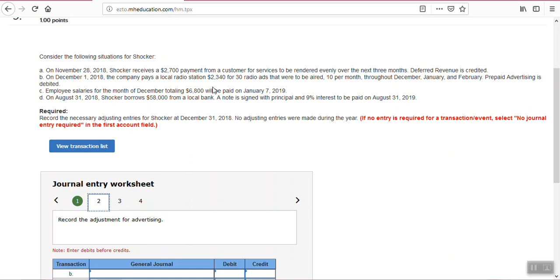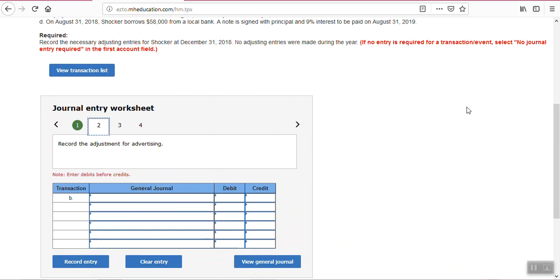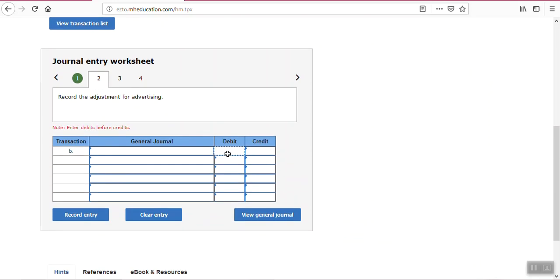So $2,340 over the course of 3 months is $780 a month that we're spending on advertising. And it says when they recorded this entry, they debited prepaid advertising. So, but $780 of that is no longer prepaid. It's actually something that we've used.